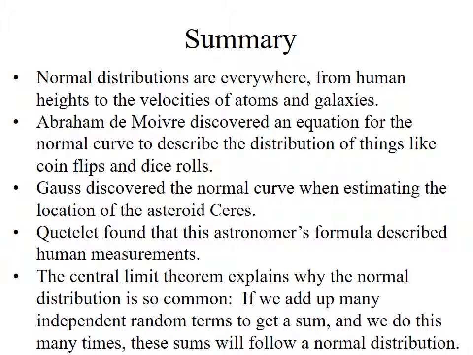The central limit theorem is the explanation for why it is so common. If we add up many, many, many independent random terms to get a sum, and we do this many times, we find that the distribution of these sums will follow a normal distribution.